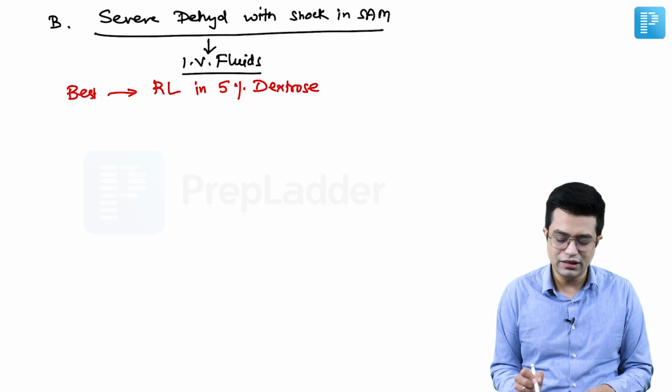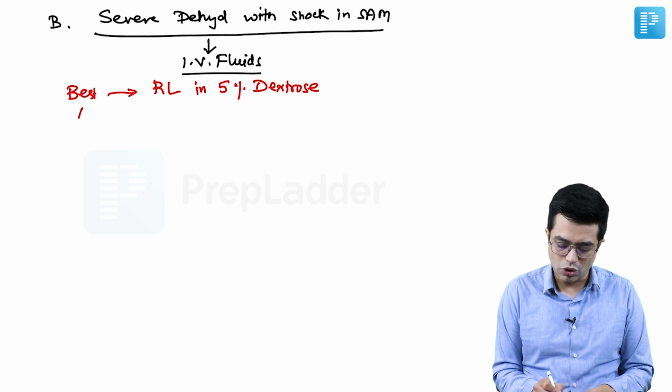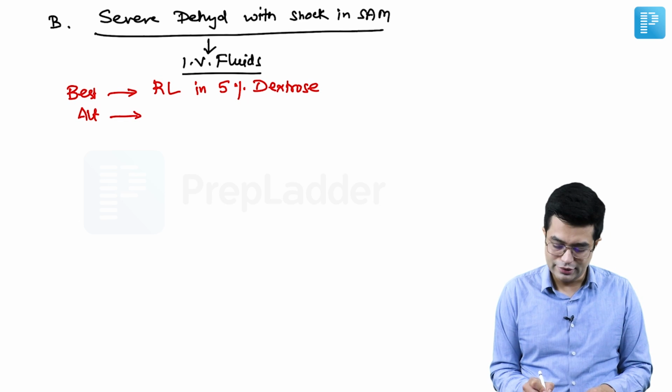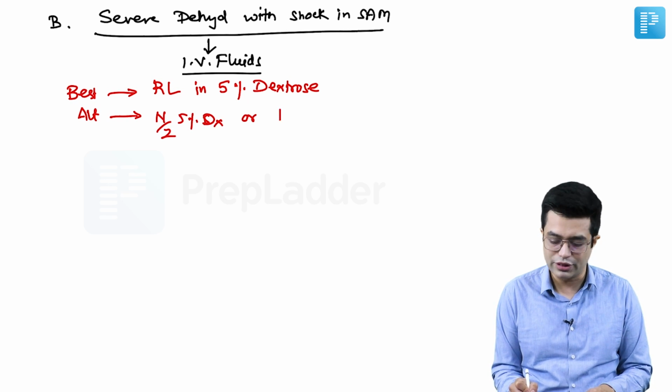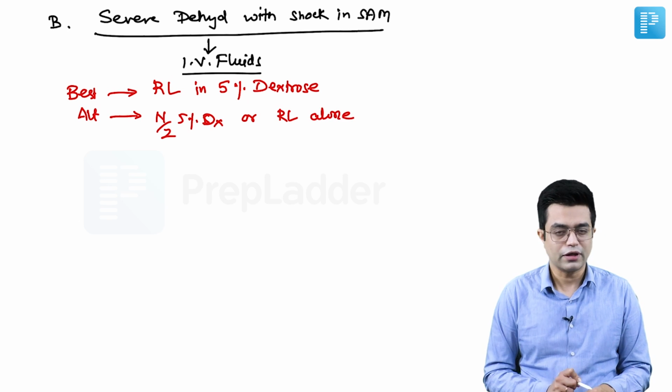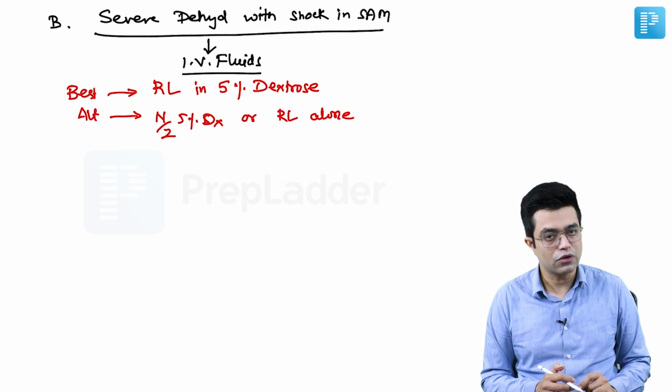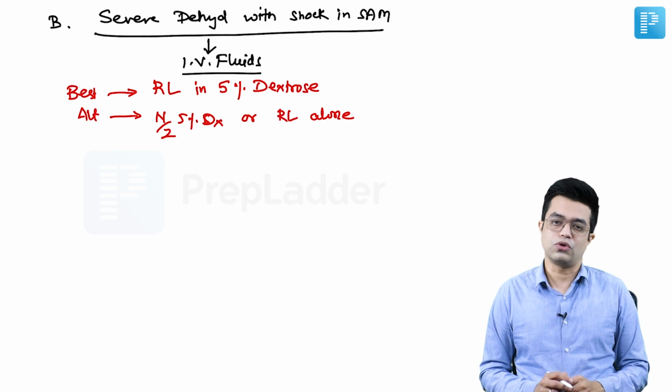But this is not easily available at all places. And so alternative fluids which are available, you can use either N/2 5% dextrose, half normal saline in 5% dextrose, or you can use Ringer's lactate alone. Right? Pure dextrose-containing solutions are not to be used. Normal saline again is not to be used.